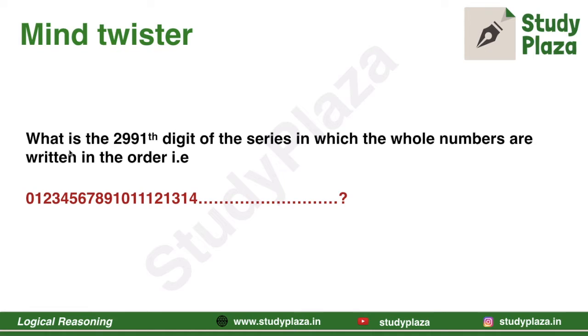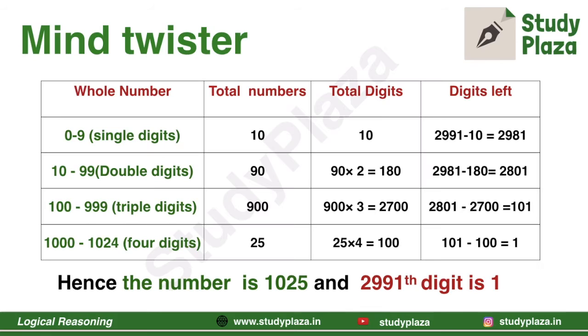Let us first read the statement of the question. The statement is: what is the 2991st digit of the series in which the whole numbers are written in order, that is 0, 1, 2, 3, 4, 5, and so on. Let us start with the answer. To understand the answer, we'll make a table as we have done in the previous video. The first column will be whole numbers, then total digits, and the last column will be digits left.